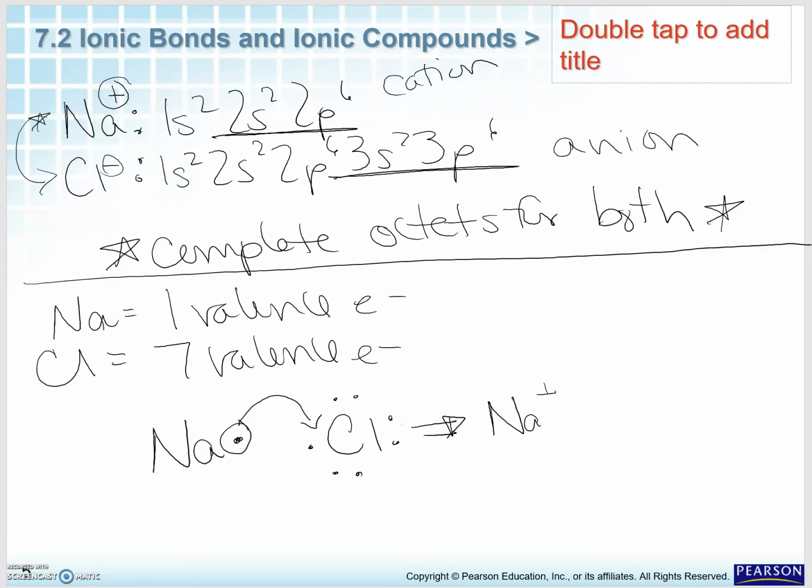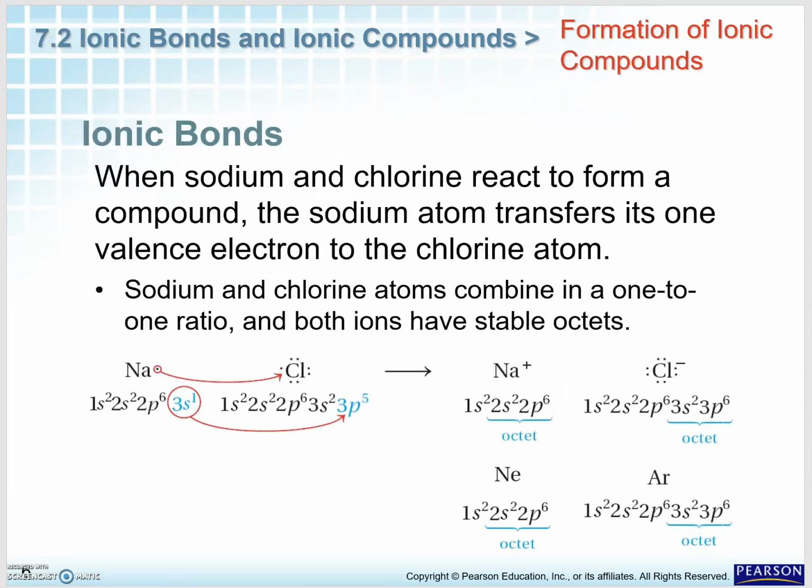So Na would have no valence electrons in this diagram. It would have the positive charge, and you would have Cl with a full octet. Since it gained that one electron, you would get the negative charge. And that's shown right here as well. This also shows you how the ions are similar to that of the noble gases neon and argon, if you wanted to check.